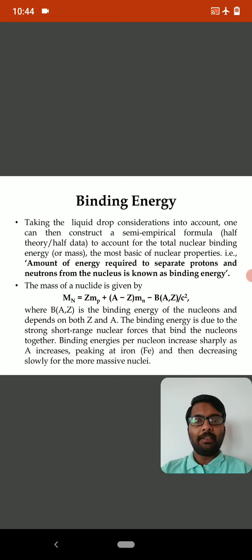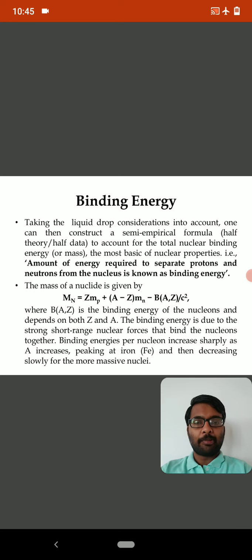By considering the liquid drop model, one can construct the semi-empirical formula. Why is it called a semi-empirical formula? Because it involves partial theoretical predictions and partial experimental data. Then the mass of any nucleus is given by this formula, that is M_n is equal to Z m_p plus (A minus Z) into m_n minus B(A, Z) divided by c squared.